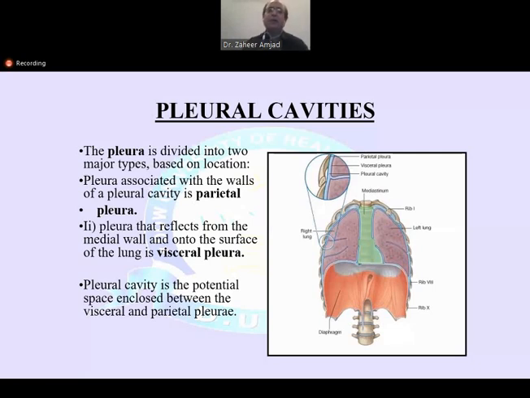Parietal pleura, on the contrary, is lining the inside of the thoracic cavity. It is intimately in contact with the endothoracic fascia, right? It is not separated from there at any time. And the gap between the visceral and parietal pleura is always there, filled with a thin film of fluid. This is what we call the pleural cavity.